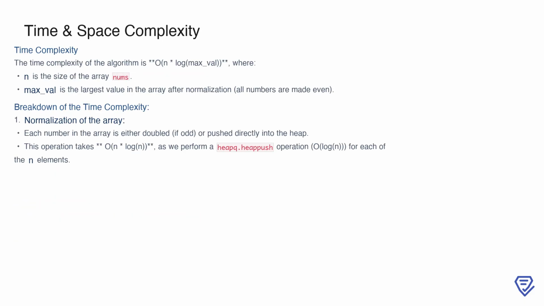The time complexity of this algorithm is O(n * log(max_val)), where n represents the size of the input array, and max_val is the largest value in the array after normalization. Normalization ensures that all numbers are made even, simplifying subsequent operations. To break this down, the normalization step involves processing each number in the array. Odd numbers are doubled to make them even, and all values are pushed into the heap.